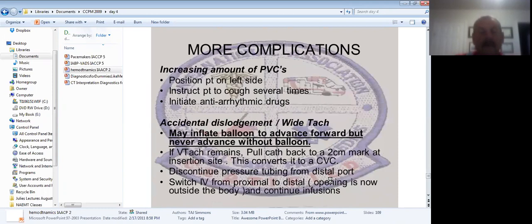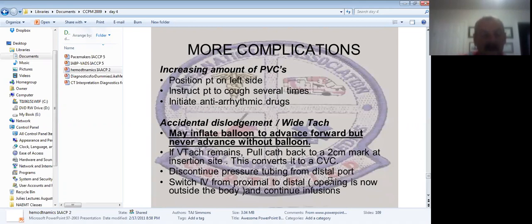So if you see a bunch of PVCs, you want to put the patient on their left side, and if they can, have them cough. The intrathoracic pressure changes from coughing many times will actually move the catheter if it's against the side of the ventricle, or if the tube itself is causing some localized irritation. That pressure change can actually move it. And then, of course, initiate your antiarrhythmics.